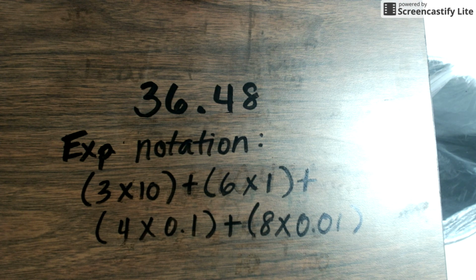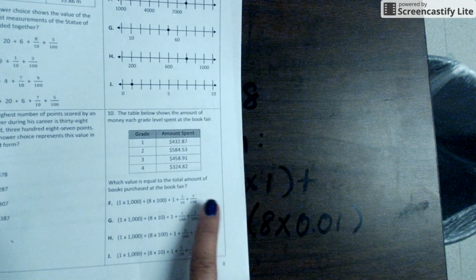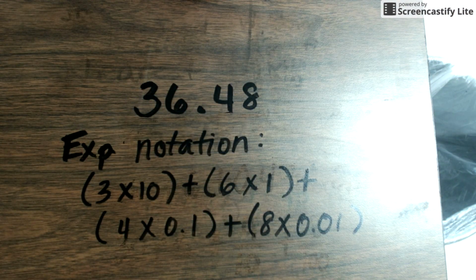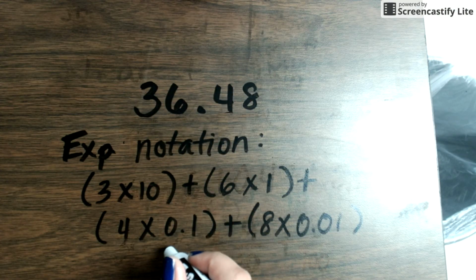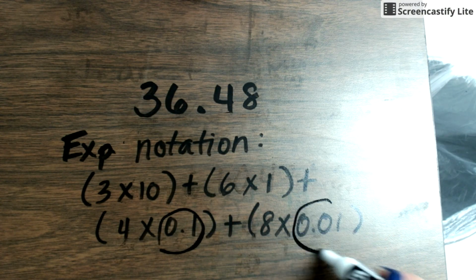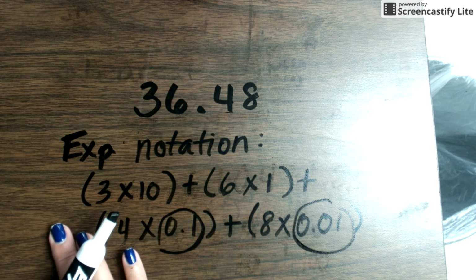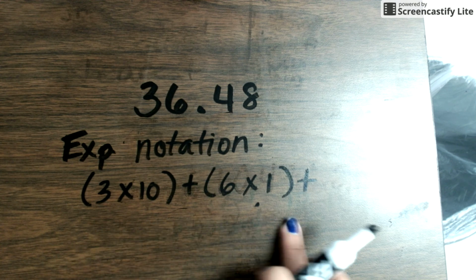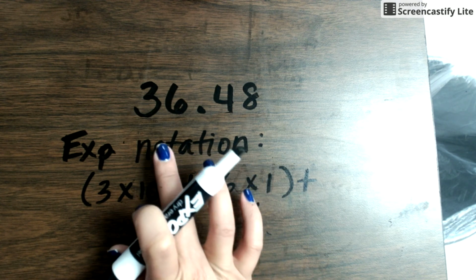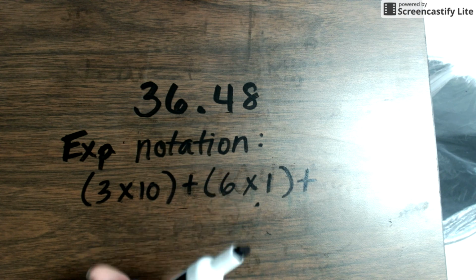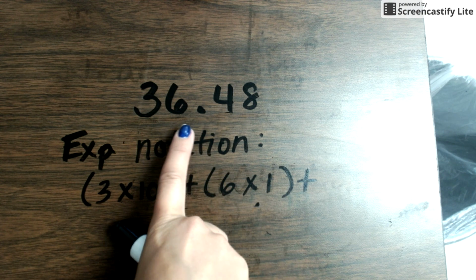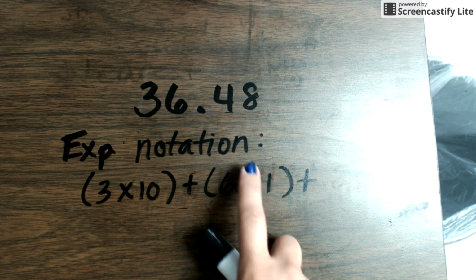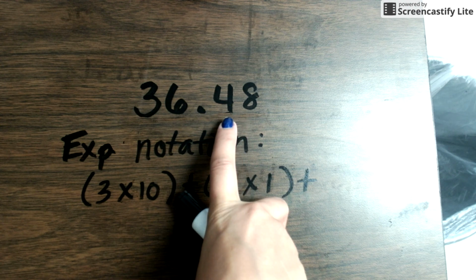Okay, now, however, I noticed that in your packet, we see fractions, okay? So we want to make sure that we also can write this expanded notation using the fractions that relate to those decimals right there. So if we were to do that, this wouldn't change. Okay, the 3 is in the tens place. That represents a whole number. So 3 times 10 would remain the same. The 6 is in the ones place. That's a whole number. So 6 times 1 would remain the same.